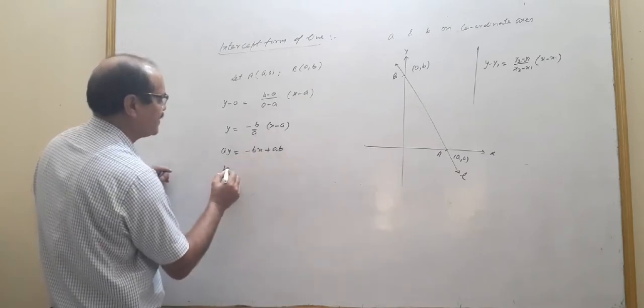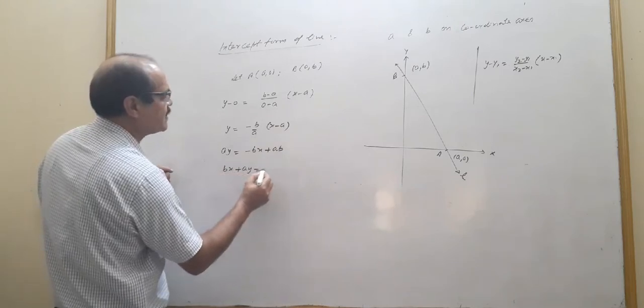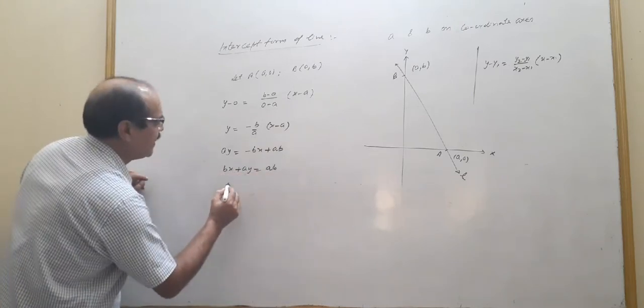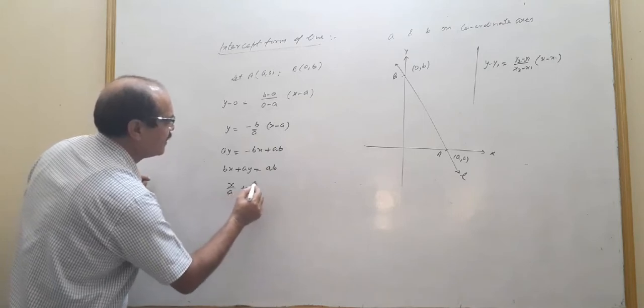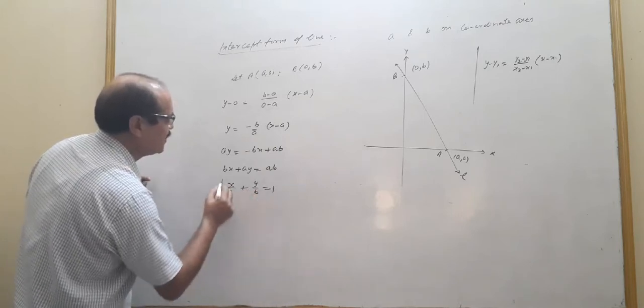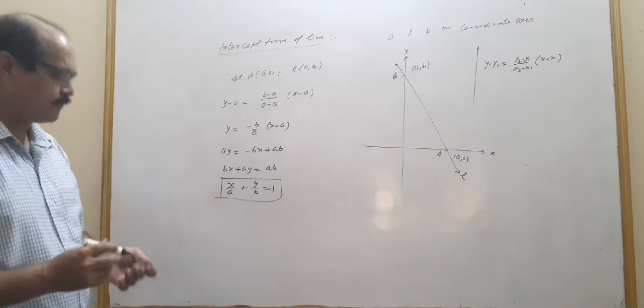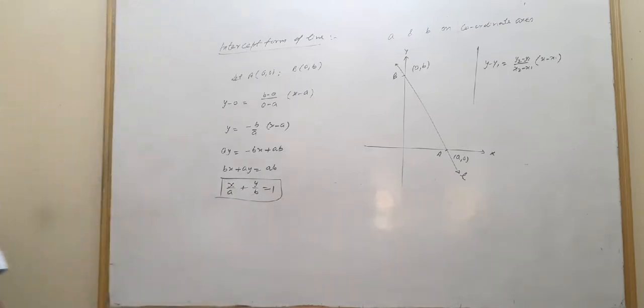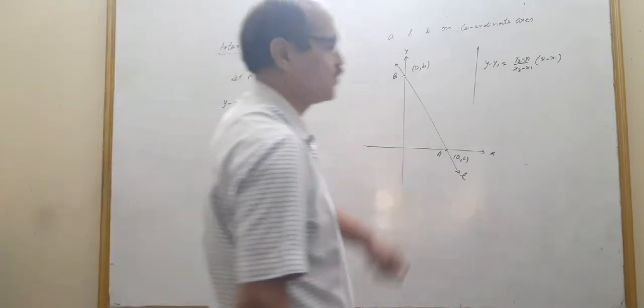Therefore, by transferring this, bx plus ay is equal to ab. Dividing by ab, we get x upon a plus y upon b is equal to 1. So this is the intercept form of a line which cuts off intercepts a and b on the coordinate axes.